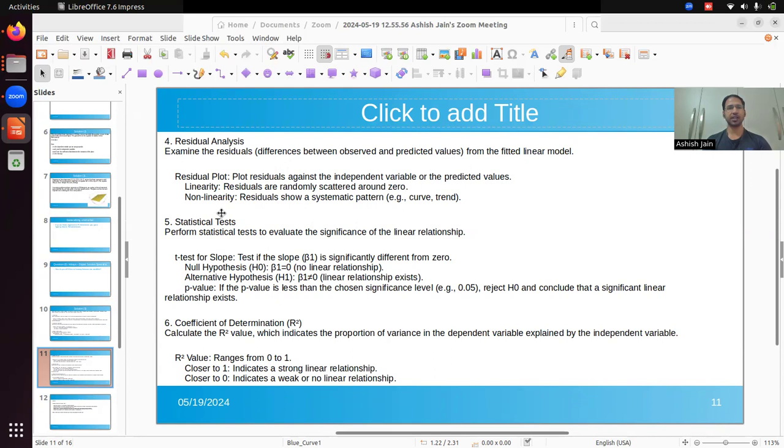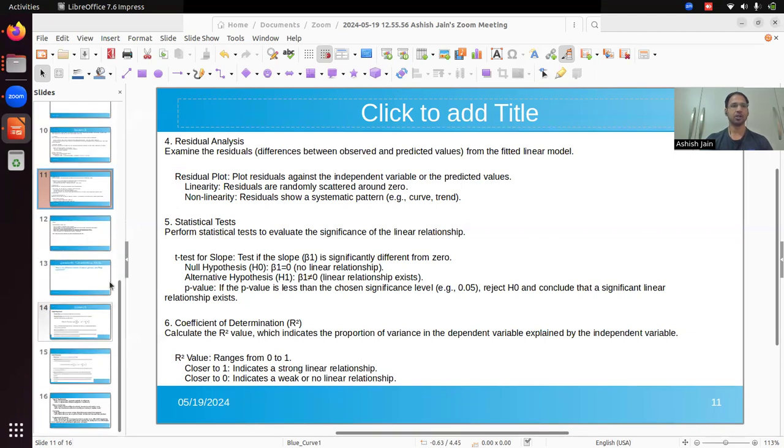Now, I'll skip the statistical tests, but it is not very complicated, but you have to know hypothesis testing to understand it a little bit better. But the sixth one is fairly easy, which is coefficient of determination. So calculating R square value, which indicates the proportion of variance in the dependent variable explained by the independent variable. A value close to 1 indicates a strong linear relationship, and value closer to 0 indicates a weak or no linear relationship.